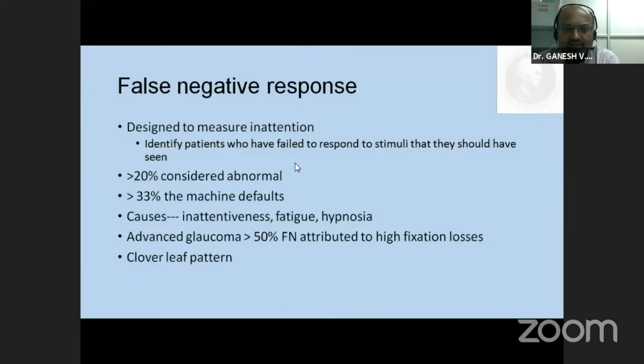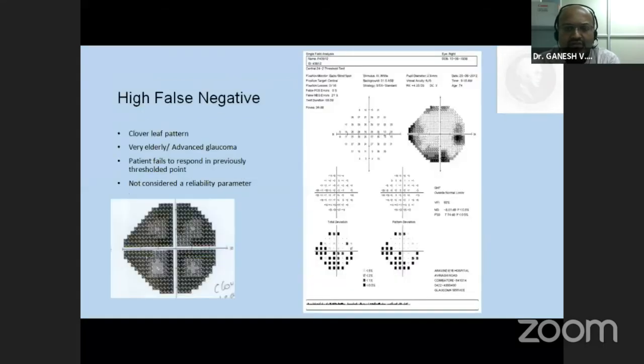False negative responses are again designed to measure inattention. They are designed to identify patients who have failed to respond to stimuli that they should have seen already. If it crosses 33%, the machine will flag it, and the causes include inattentiveness, fatigue, and hypnosis. In advanced glaucoma, you will get high false negatives, which is attributed again to fixation losses, and the pattern which you get is a clover leaf pattern.